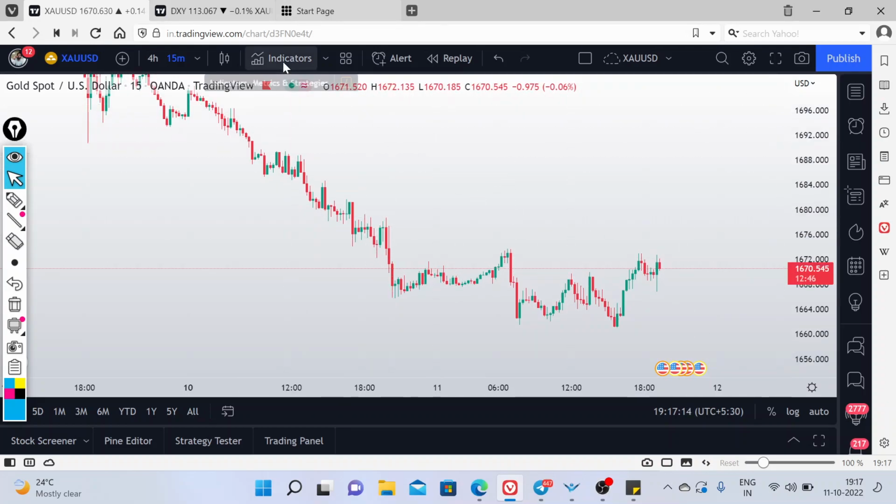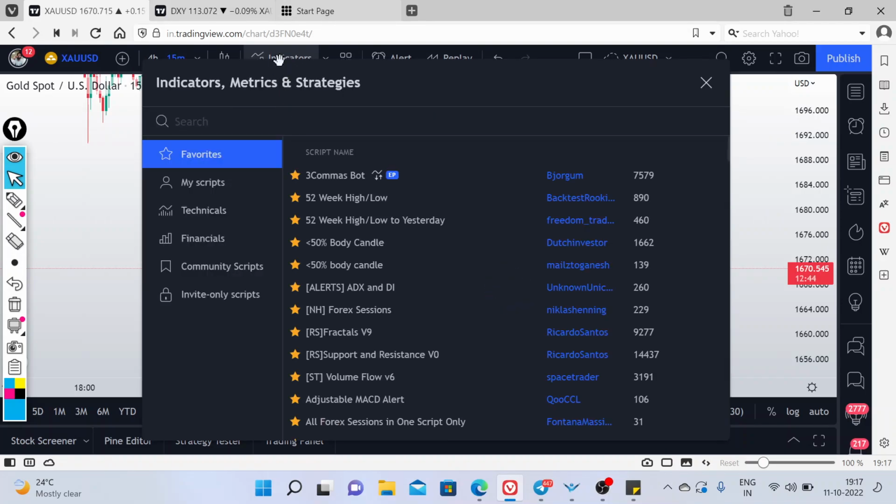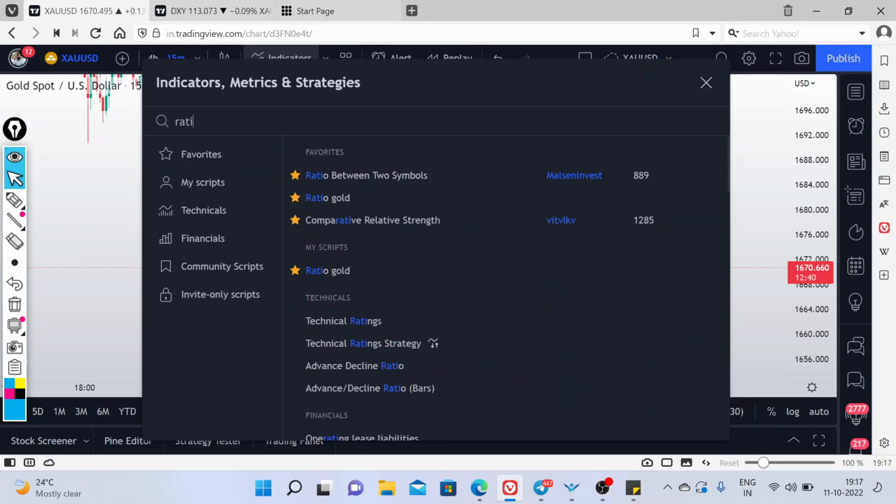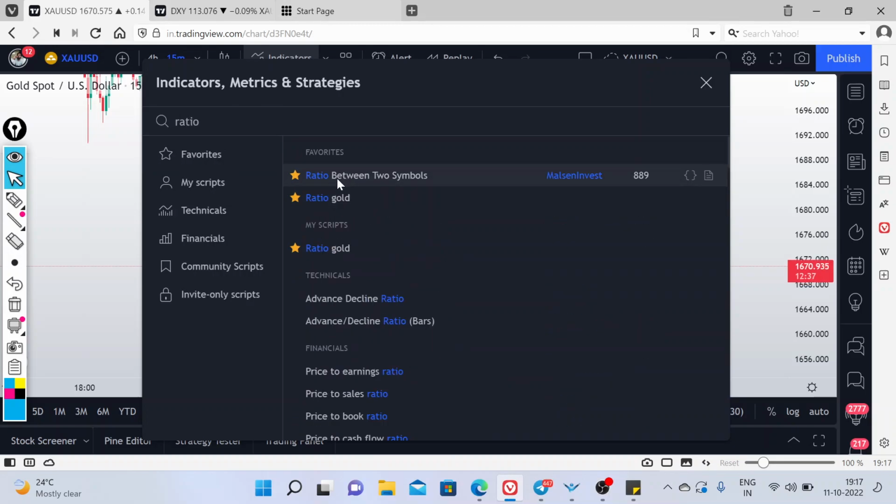So what you have to do is head over to the indicator section and find this indicator, this one, Ratio between two symbols, and this is from Malson Invest. You just have to click on this.